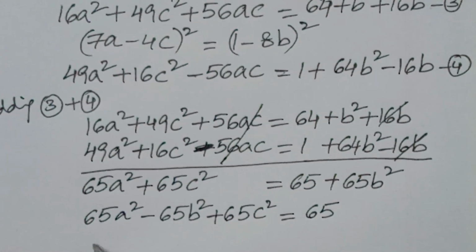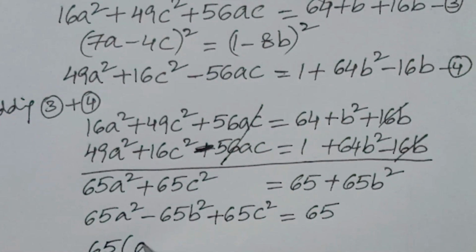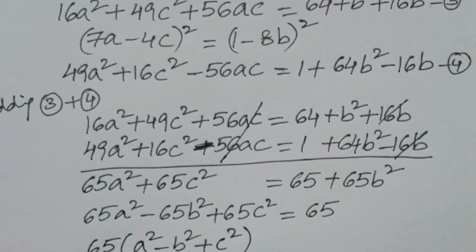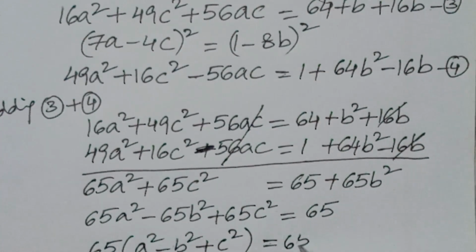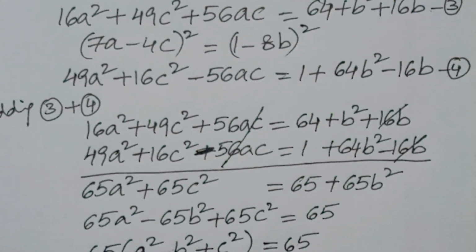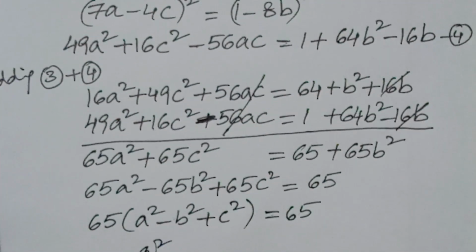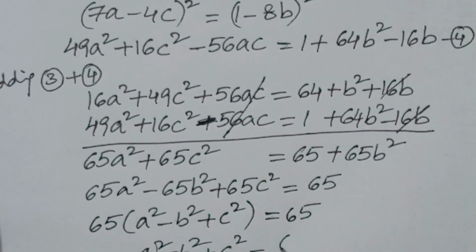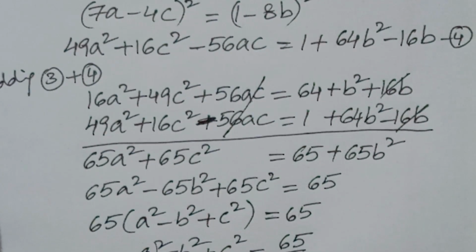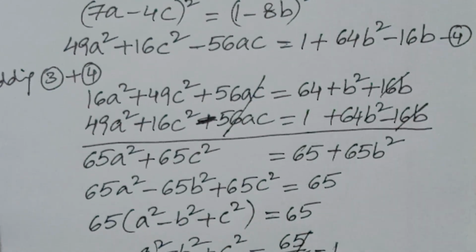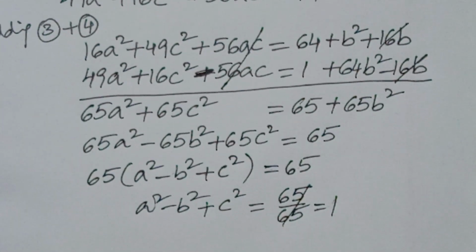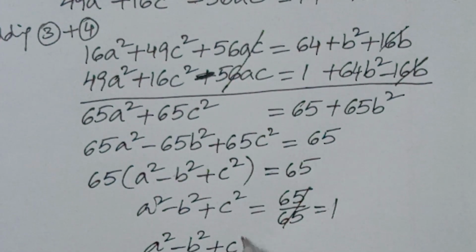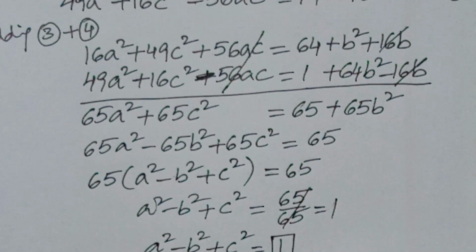Taking 65 common, a square minus b square plus c square is equal to 65. Now a square minus b square plus c square is equal to 65 by 65. We are getting 1. So the value of a square minus b square plus c square is equal to 1.